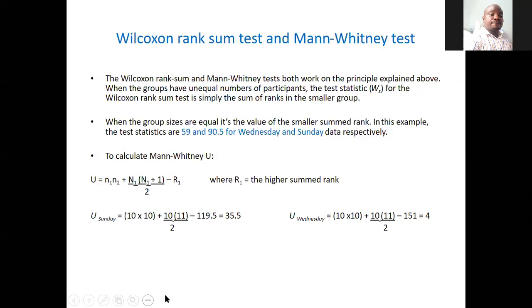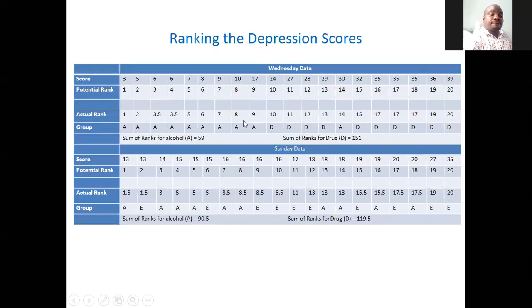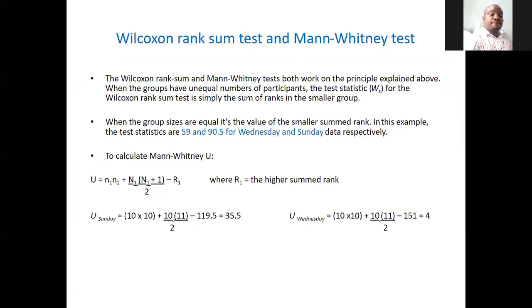So in our example now, the Wilcoxon for Sunday is 59, and the Wilcoxon for Wednesday is 90.5. Sorry, it's the other way around. The Wilcoxon for Wednesday is 59, and for Sunday it is 90.5.